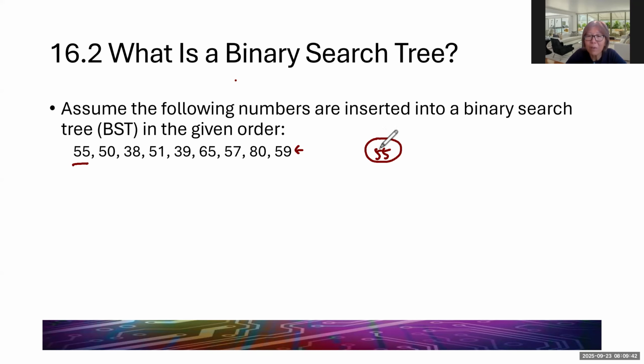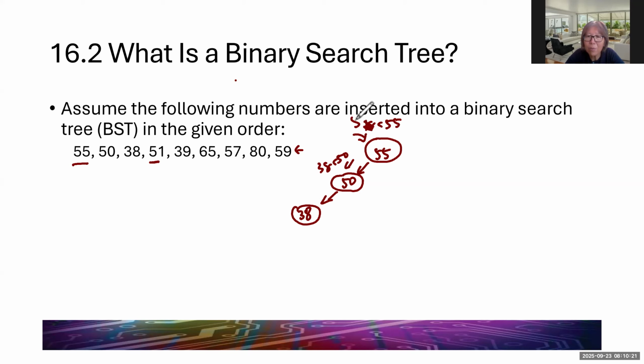And then 50. 50 should go to the left, so it should be its left child. Then 38. The way to build the tree is we start at the root node and compare. It's less than 55, so it should go to its left. Then you compare with this node, it's less than, so you insert 38.